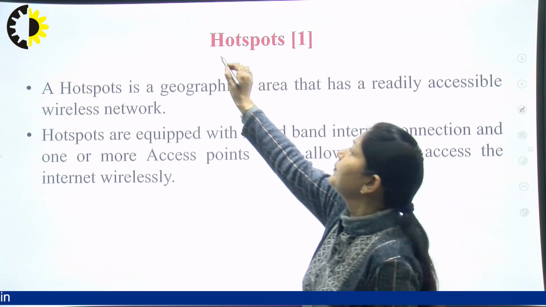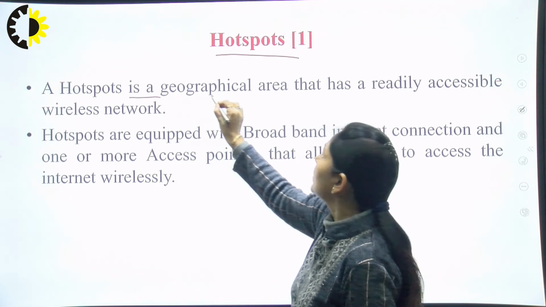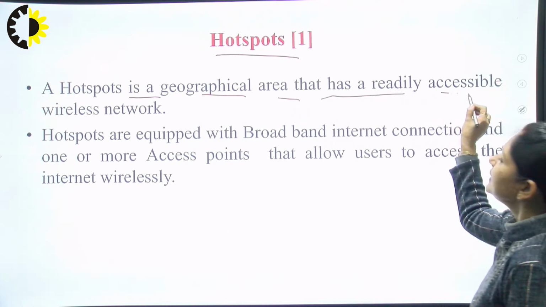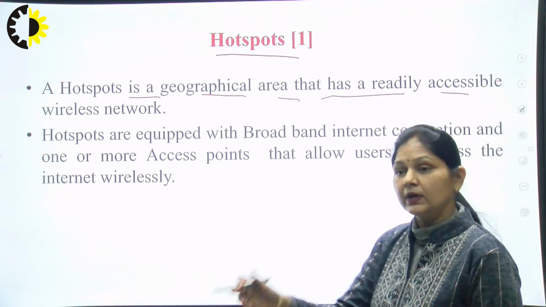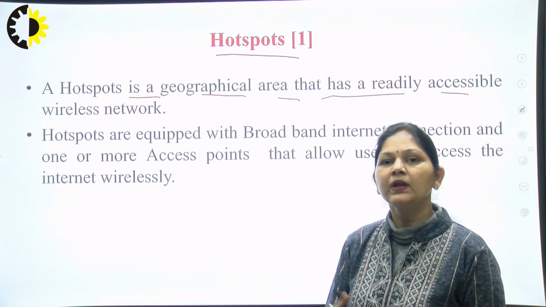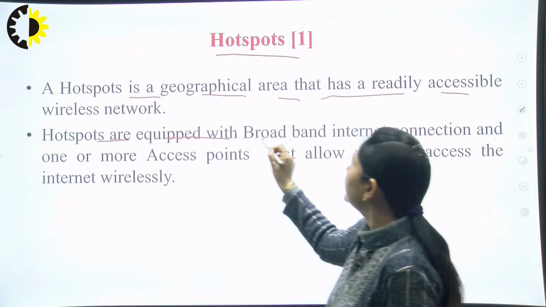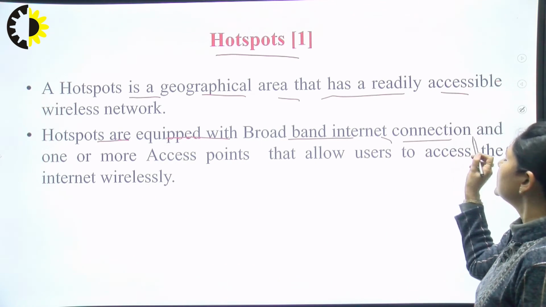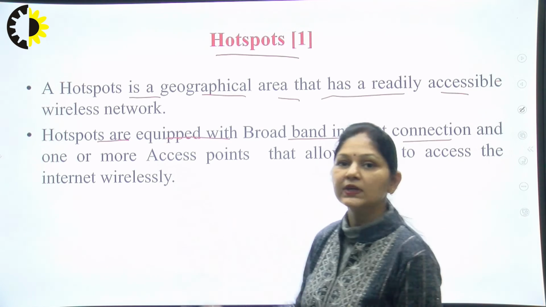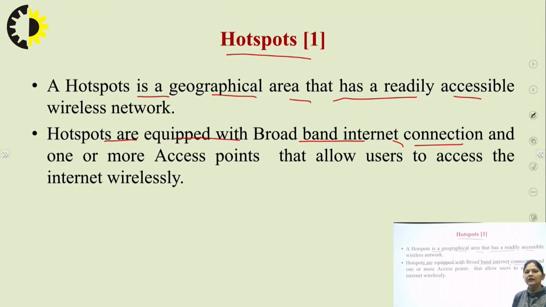Now, another important thing in Wi-Fi is hotspots. What are hotspots? A hotspot is a geographical area that has a readily accessible wireless network. It means a hotspot has been established in which Wi-Fi connections are available and you can access the wireless network. Hotspots are equipped with a broadband internet connection and one or more access points. In the case of a hotspot, there will be a number of access points so that more users can access the network, allowing users to access the internet wirelessly.